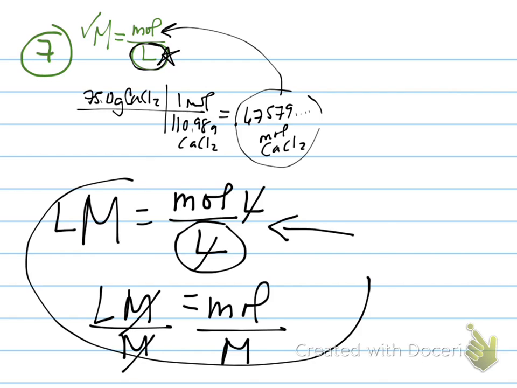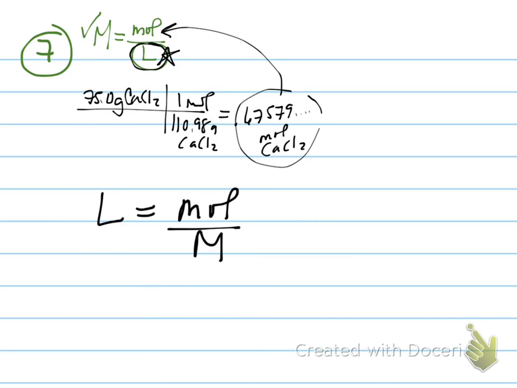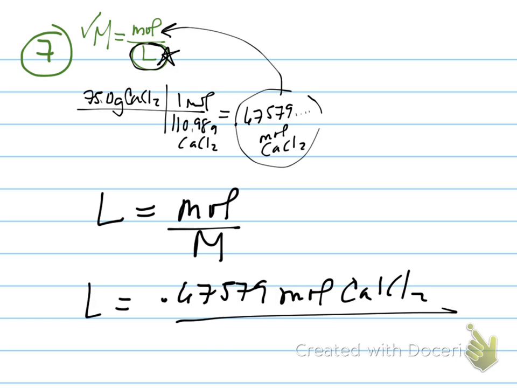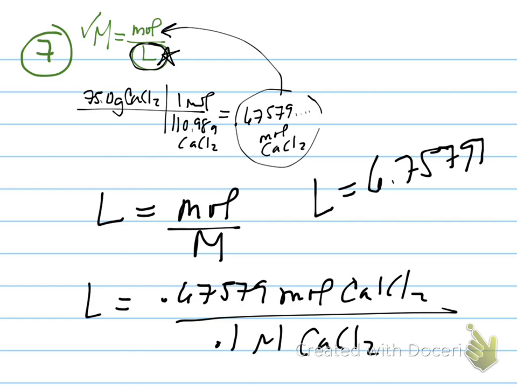Okay, so with the algebra out of the way, moles divided by molarity. So volume is equal to 0.67579 moles calcium chloride divided by a 0.1 molar solution of calcium chloride. We need a whopping 6.75797, etc., liters of this solution. So with sig figs, we would say we need 6.8 liters of calcium chloride solution.